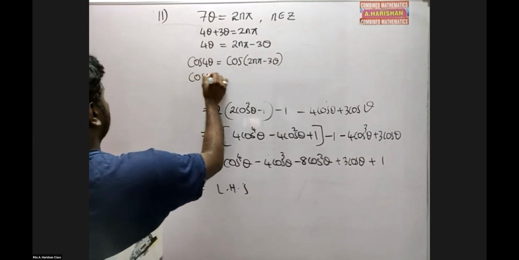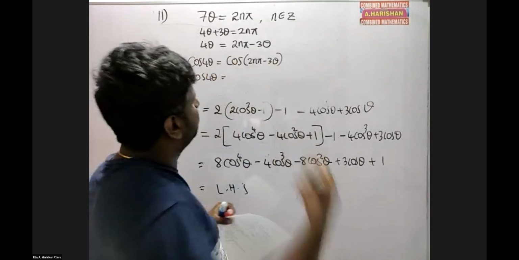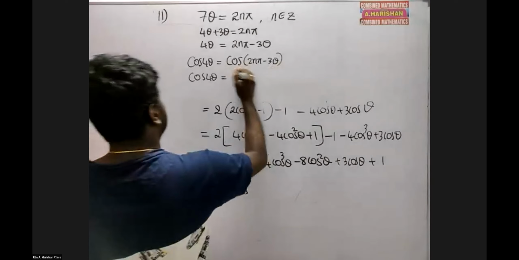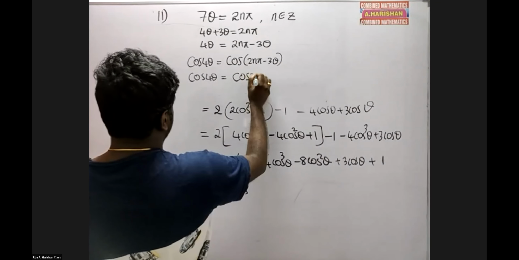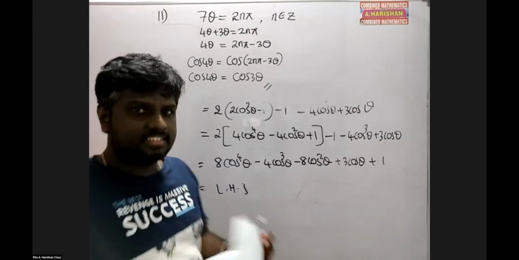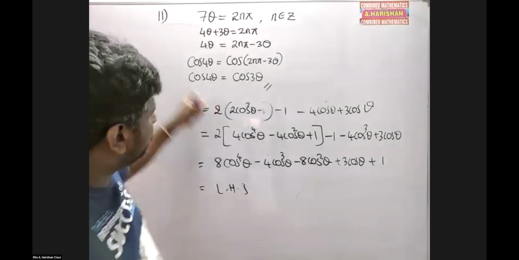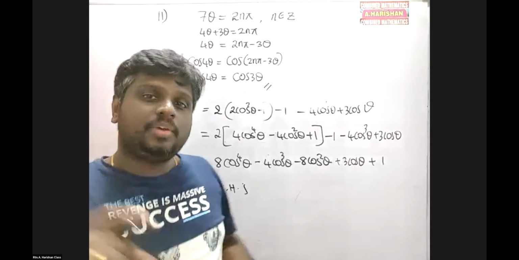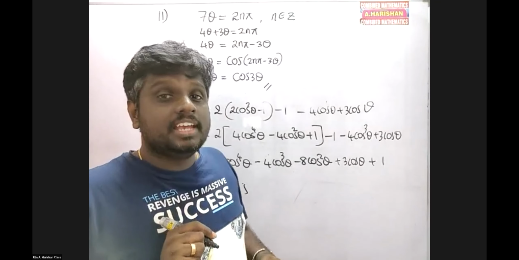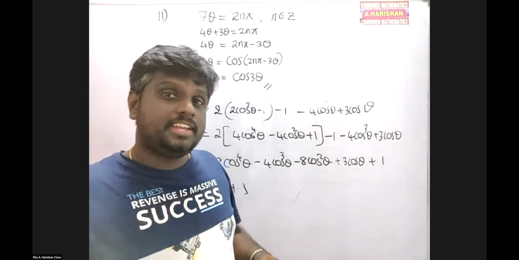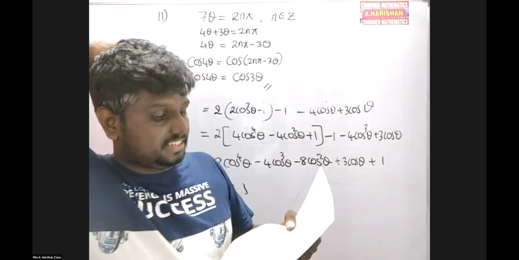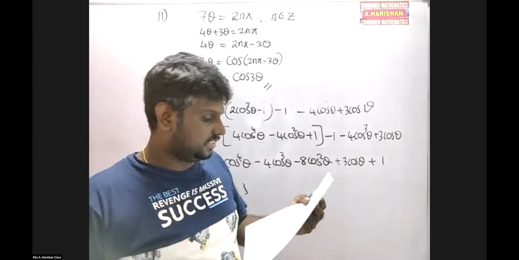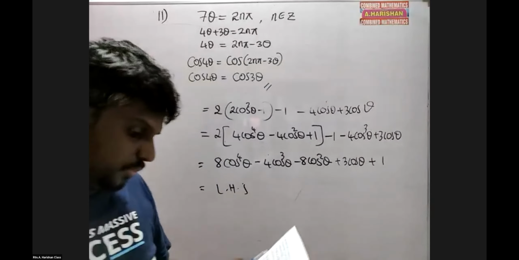So cos 4 theta is going to be cos 2n pi minus 3 theta, by the fourth quadrant, then cos 3 theta. That's it. So you can go from here also. That's not a problem. Cos 4 theta equals cos 3 theta. You can write 4 theta equals 2n pi plus or minus 3 theta. Then 3 theta is okay. So integer multiple and something like that. Okay.